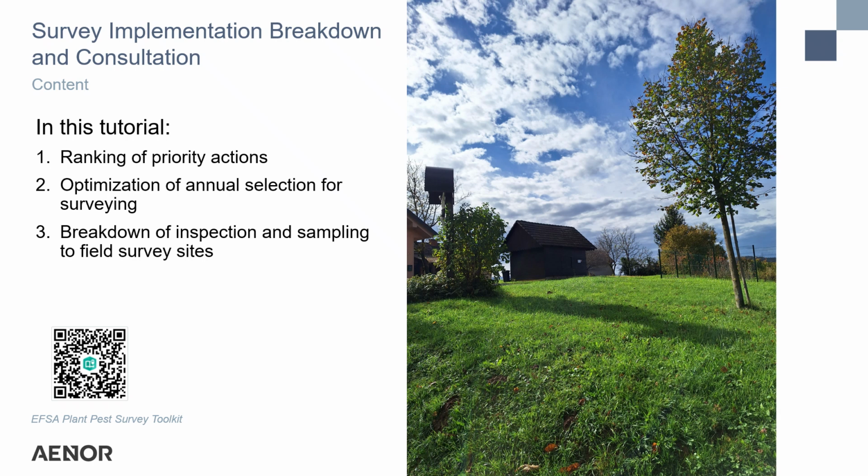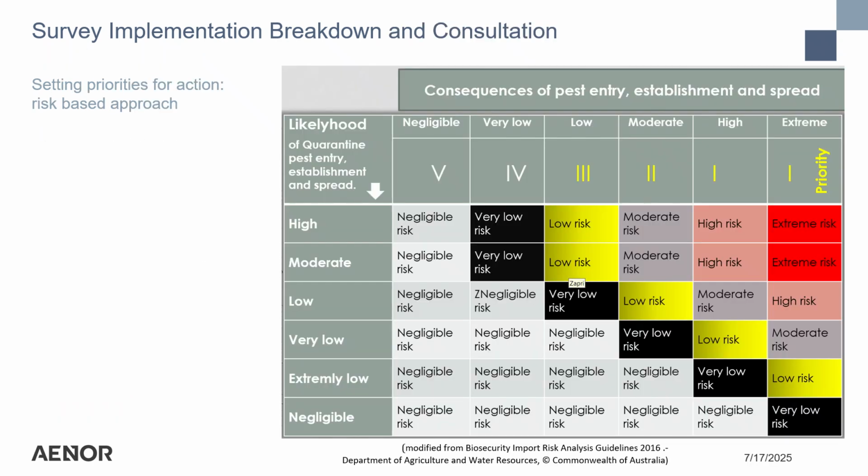We will focus on optimization of survey plans to risk areas and on the breakdown of inspection and sampling to appropriate field survey sites. As every competent authority has limited resources in terms of financial and human capacities, phytosanitary actions have to be focused on high-risk pests and locations. In setting priorities for action, we use a simplified matrix for pest risk ranking.